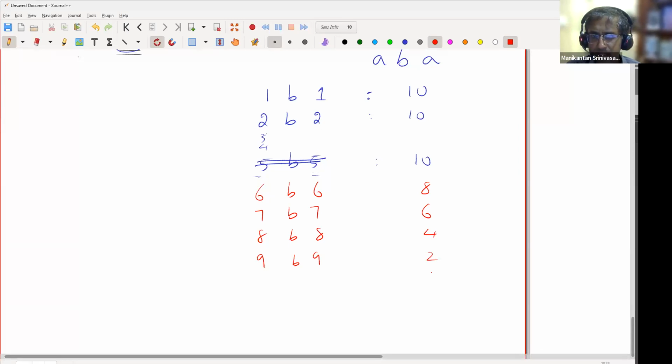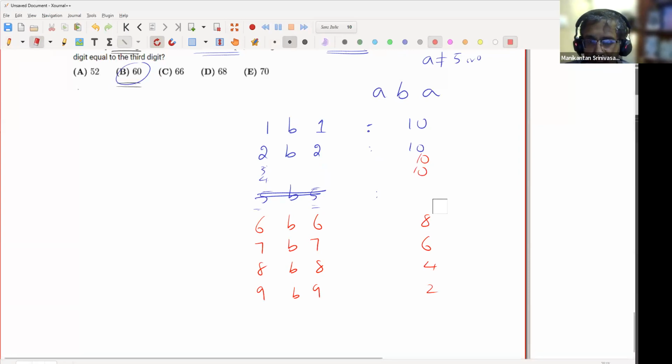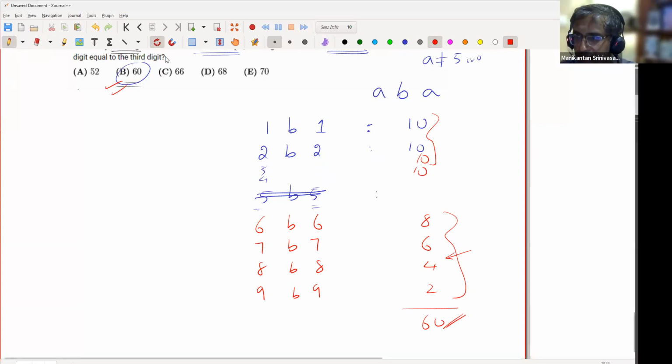And then the answer should be the sum of all of them. So how many are there here? 10, 10, 10, and 10. So 40, 40, and then the sum of these, right? Am I making some mistake, guys? I'm okay. 60, right? 60, yeah. Okay, fairly straightforward. After all that we went through, this is nothing, right?